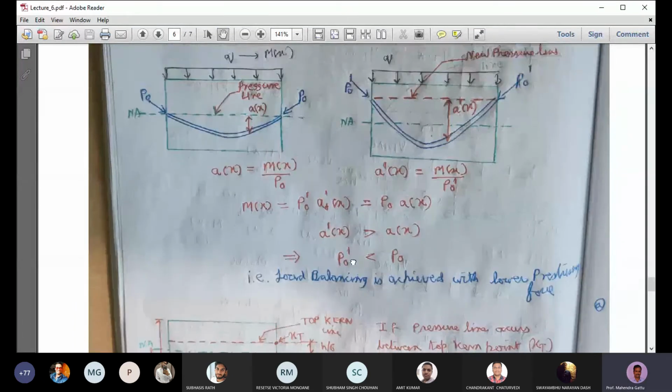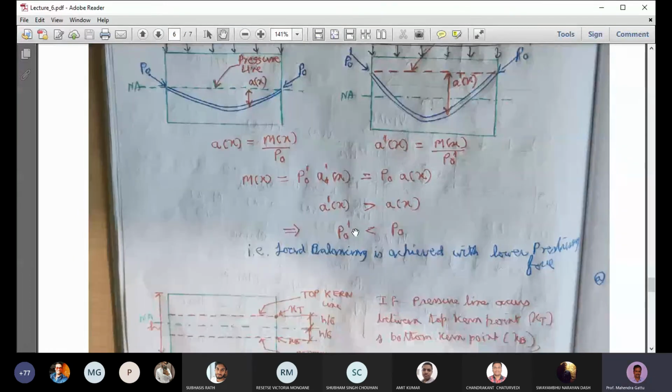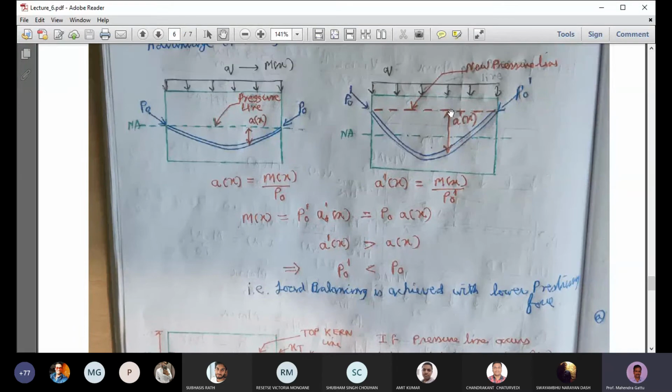So we can achieve load balancing, means with a lower pre-stressing force. Okay, so we can achieve this load balancing with smaller value of P naught prime. Instead of using a very large P naught value, we can just apply a smaller P naught value and achieve the load balancing. So that is the advantage of using end eccentricity.